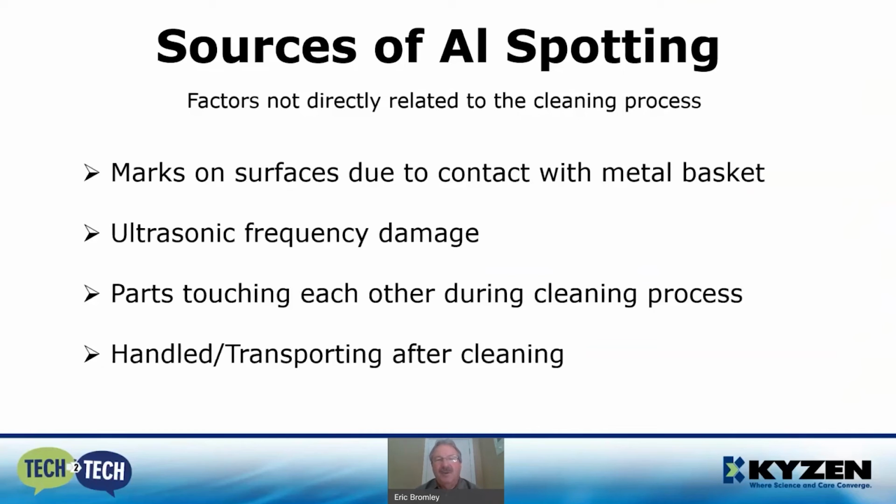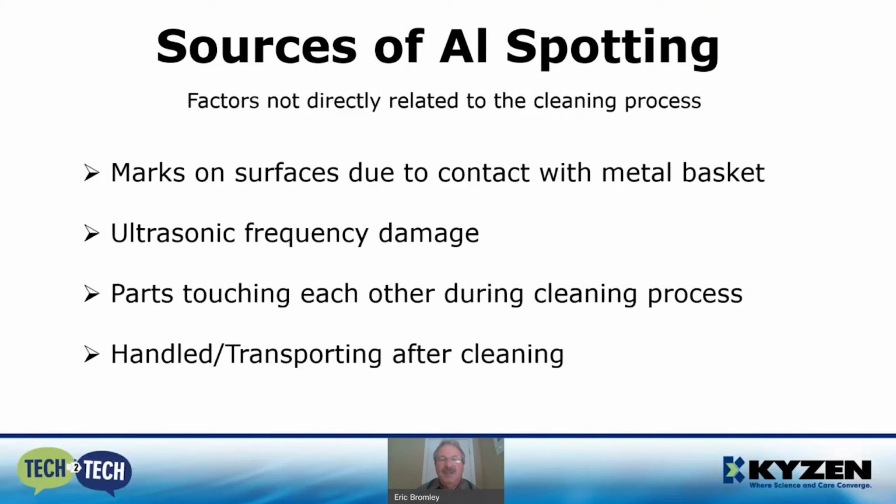As I mentioned, the ultrasonic frequency damage: if the frequency is too high, or if the parts are left in the ultrasonics too long, they can actually make a mark on the aluminum itself. Not so much spotting, but it can make a streak or a mark.